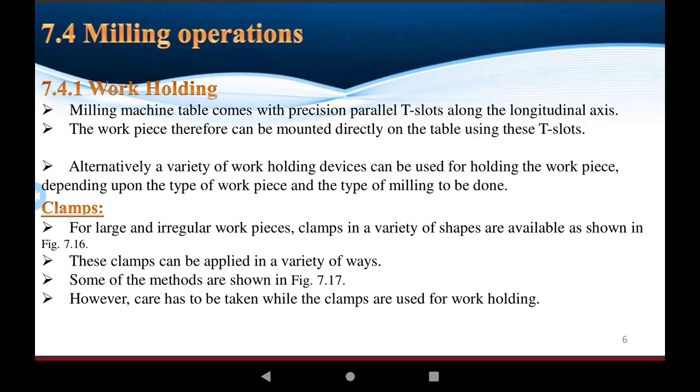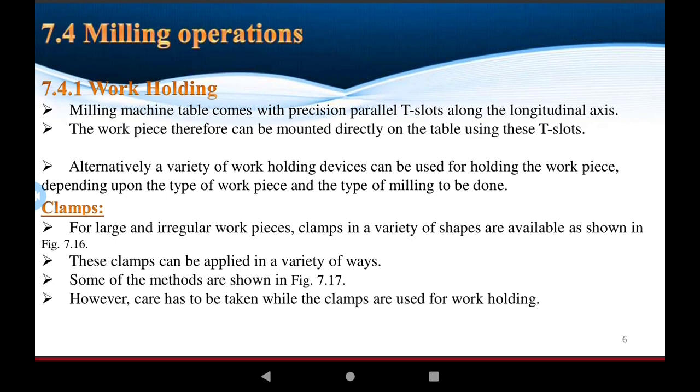Some milling machine tables come with precision parallel T-slots along the longitudinal axis. The machine's axis of rotation is for the tools, and the tables also come with precision parallel T-slots. The workpiece can therefore be mounted directly on the table using the T-slots.